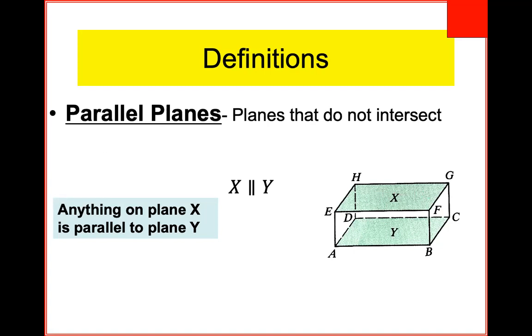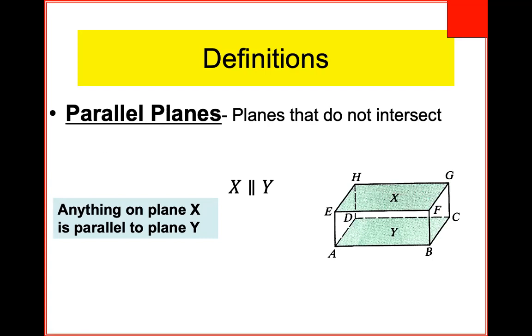Here's what it's saying. It's not saying that anything on this plane is parallel to anything on the other plane. For instance, I could prove that this is not parallel to that. It's saying that this is necessarily parallel to the plane. Anything on X to Y is either skew or parallel.